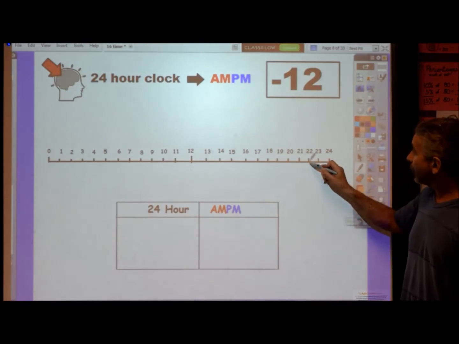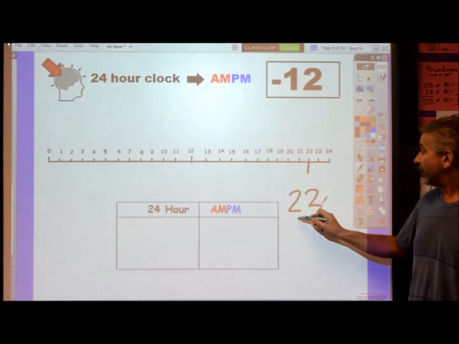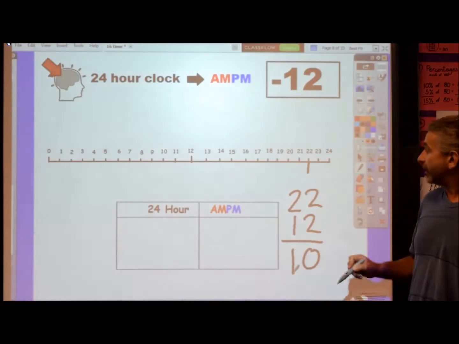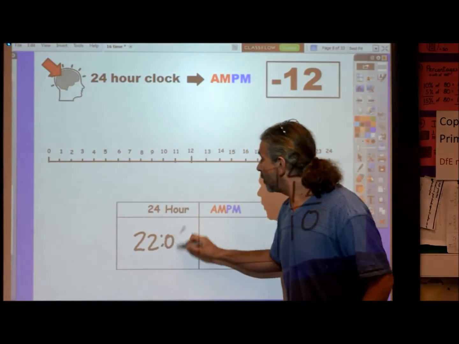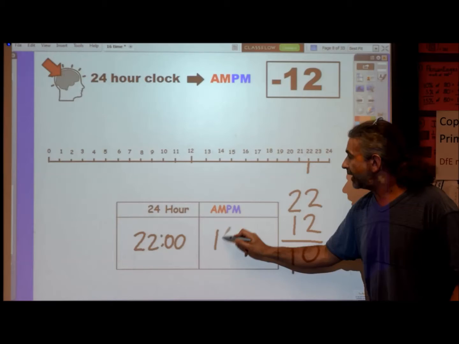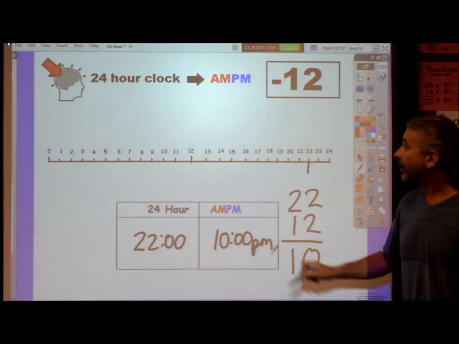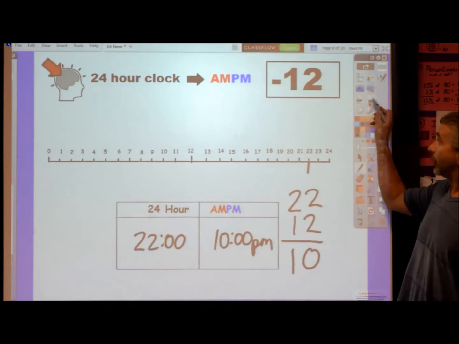Similarly, 22 take away 12 is 10. So on the 24-hour clock it's 22, but on the AM PM clock it's 10. And again you must say 10 PM to distinguish between 10 in the morning and 10 in the afternoon.